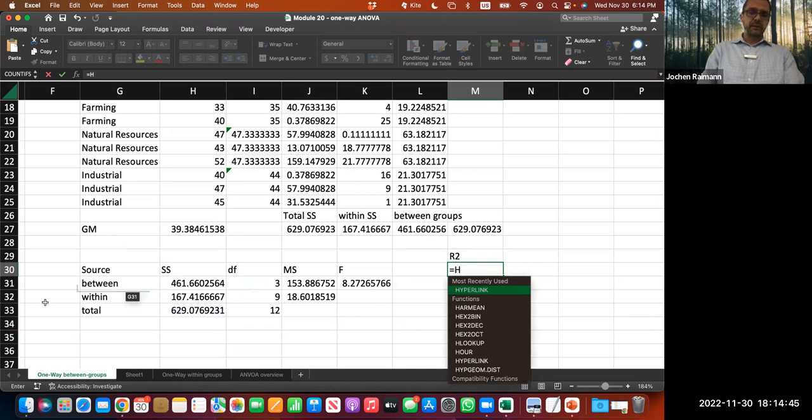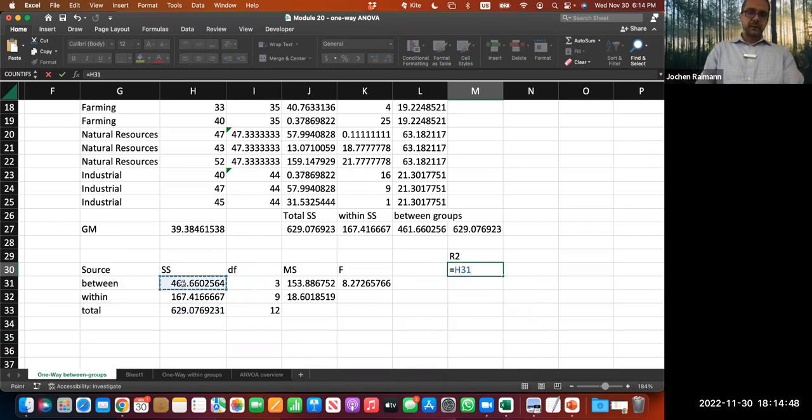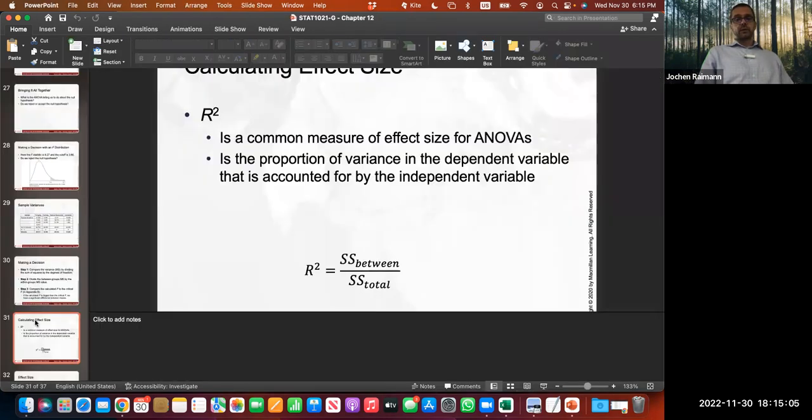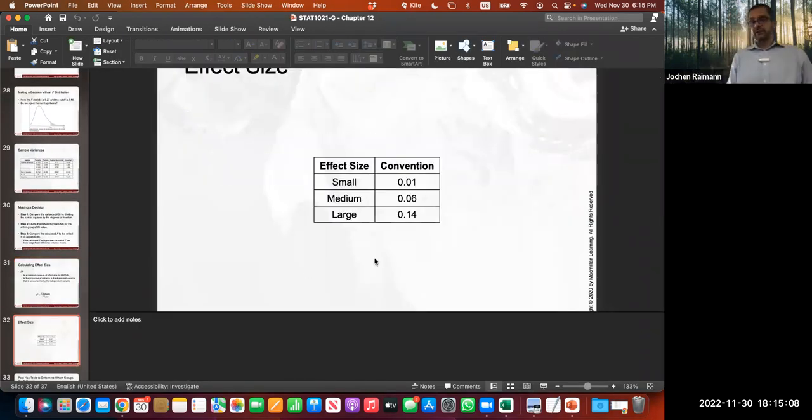Sum of squares between divided by the sum of squares total gives you an effect size of how much these differences contribute to the overall variability. And the larger that is, the quote unquote more effect you will see. And the conventions here are different from Cohen's convention for the two-sample t-test, but basically they follow the same outline. So we have 0.01 to 0.06 is small, 0.06 to 0.14 is medium, greater than 0.14 is large.